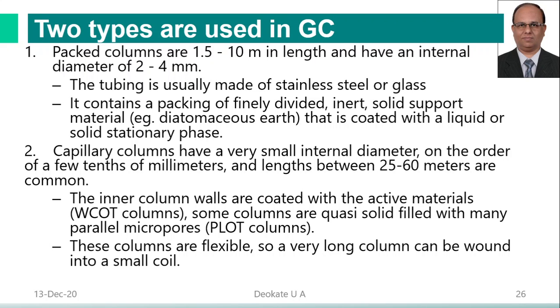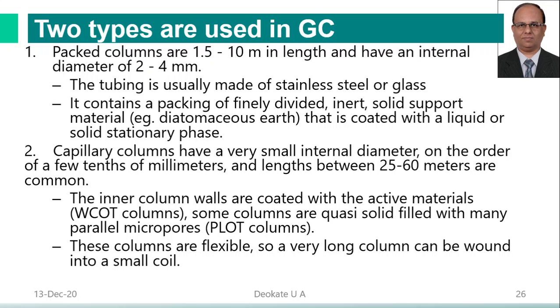The other is your open tubular column, generally called a capillary column, having a very small internal diameter on the order of a few tenths of a millimeter, and lengths between 25 to 60 meters are used. The inner column walls are coated with active materials, so they are called wall coated open tubular columns. Some columns are quasi-solid filled, with micropores material, which are called PLOT columns, which use a material on which a thin film of liquid is held, and this material is coated on the surface of the column.